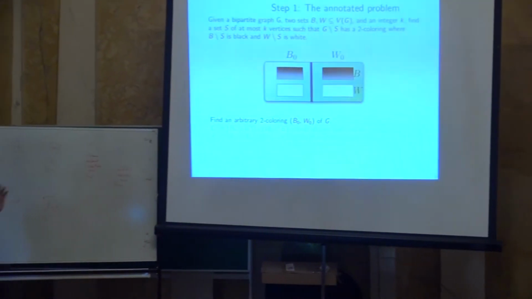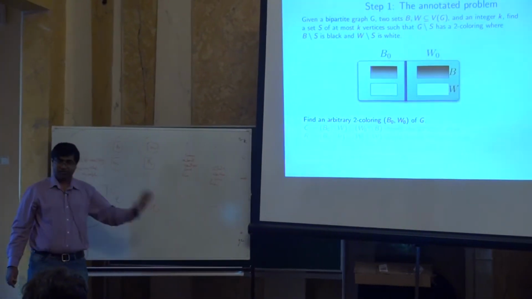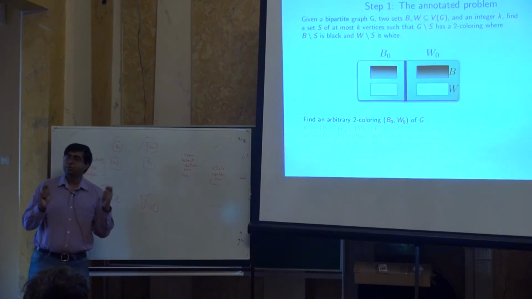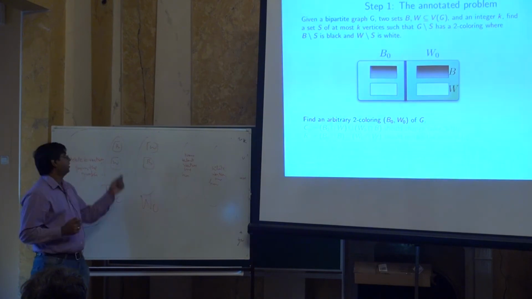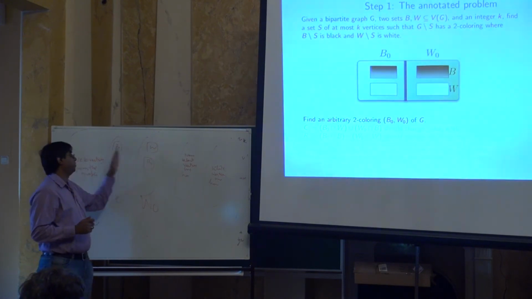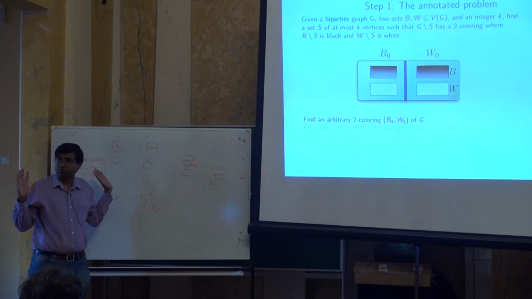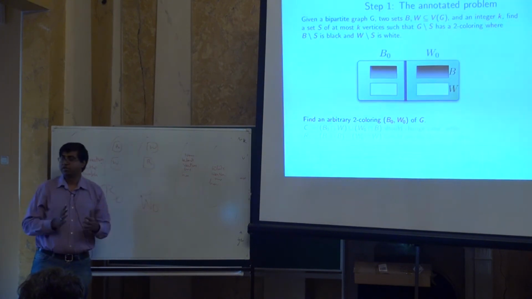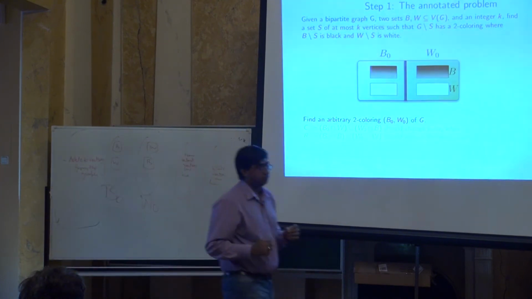So what are we looking for? You are given a coloring. I fixed a coloring for you. I'm saying come up with another coloring where the number of vertices in conflict is minimized. By conflict, I mean a black guy should have moved to the black side but has not moved, or a white guy should have moved to the white side but has not moved. Okay?